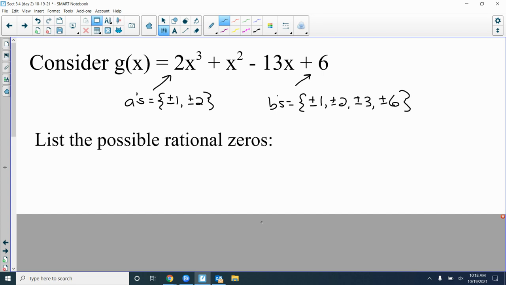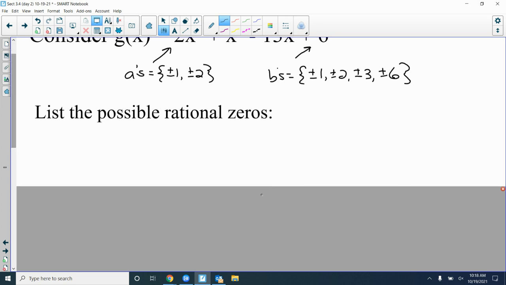All right, what do I do for the possible rational zeros? How do I combine those from yesterday? B divided by A. So our possible zeros are B divided by A. So here's what I'm going to do with this. I'm going to put all the B's on top first.